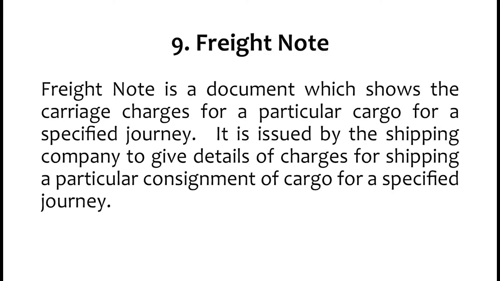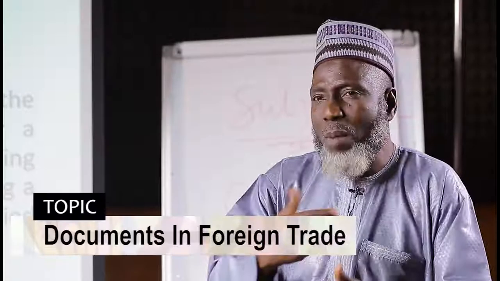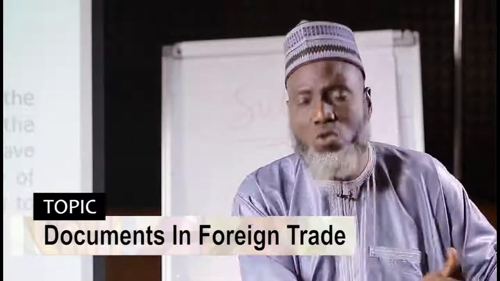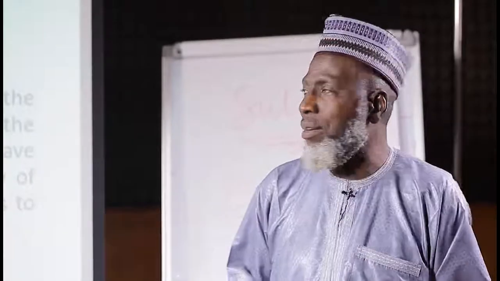We go to number 9, which is known as freight note, which is a document that shows carriage charges. Carriage charges for a particular cargo for a specific journey. It is issued by the shipping company to give details of charges for shipping a particular consignment of cargo for a specific journey. Just like the amount of money charged for shipping goods from one country to another.